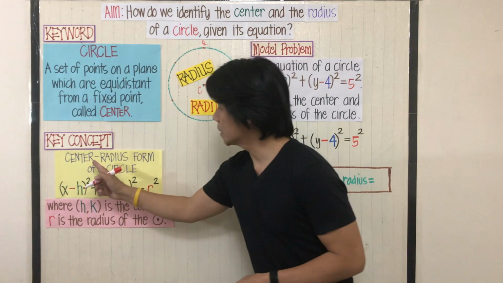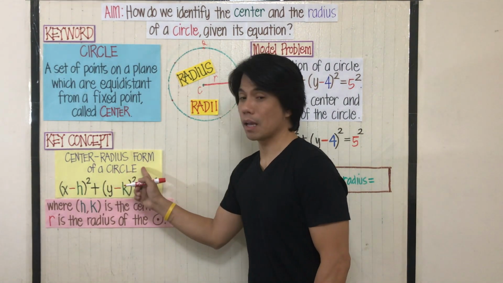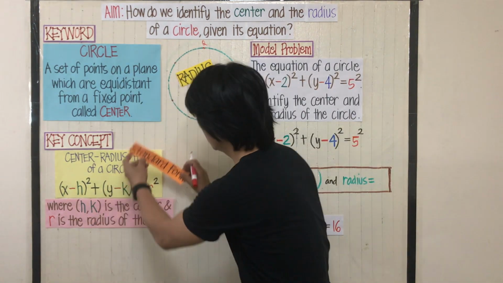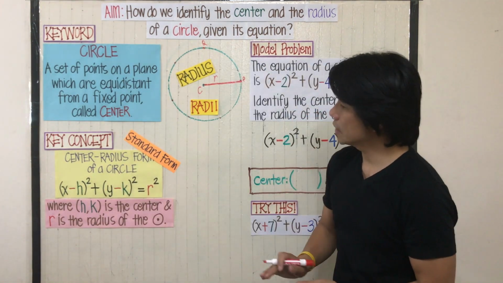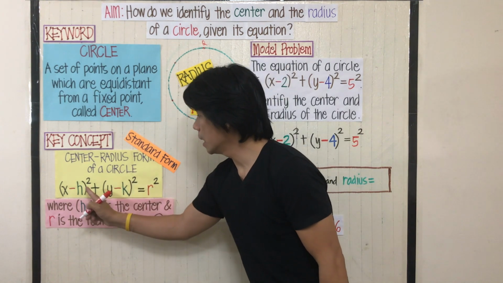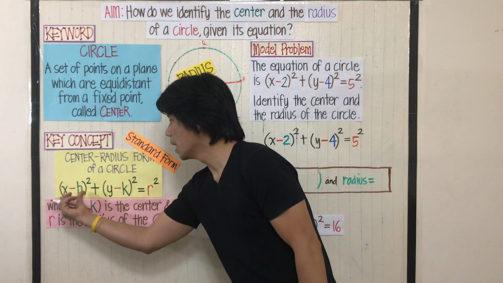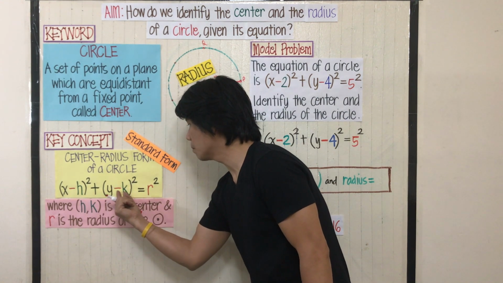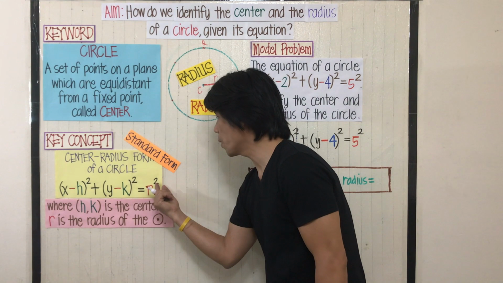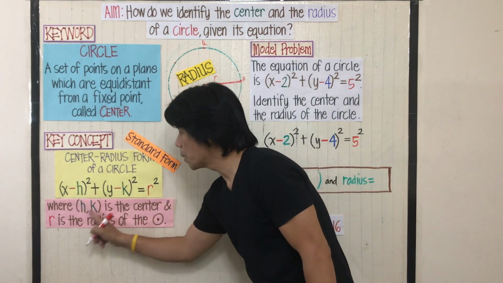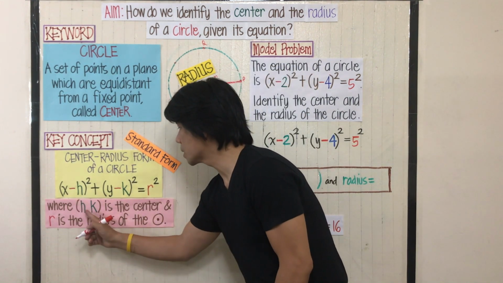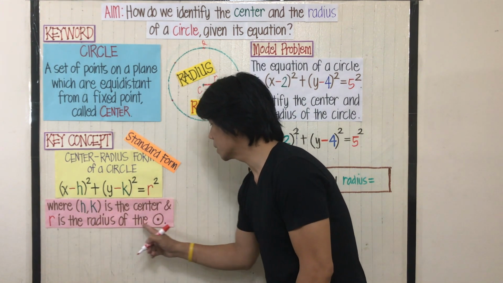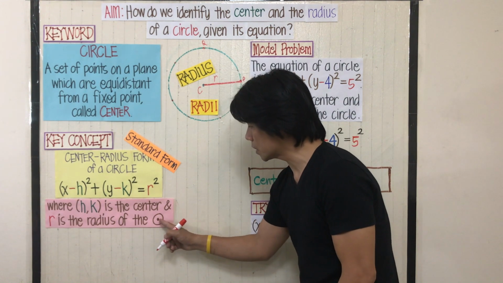Our key concept is the center radius form or formula of a circle. This is also known as a standard form. And what is that, a standard form or center radius form? It's the square of the binomial x minus h plus the square of the binomial y minus k equals r squared, where the coordinates h comma k is the center and r is the radius of the circle. This is the symbol for circle.